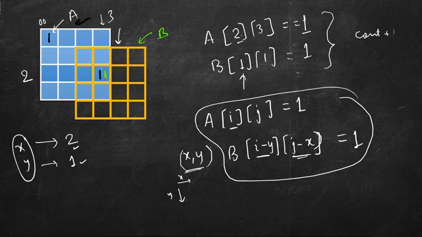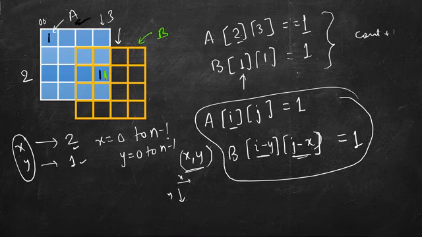So this we have to use in our code. So for shifts, how to take all the cases? X will be from 0 to n minus 1. Then in the next loop, we will have Y equal to 0 to n minus 1. So these are all possible shifts. And then here what we will check? We will iterate through all the pixels of A and B. You can iterate through one of them. Other one we can get from this relationship. X and Y we already have.